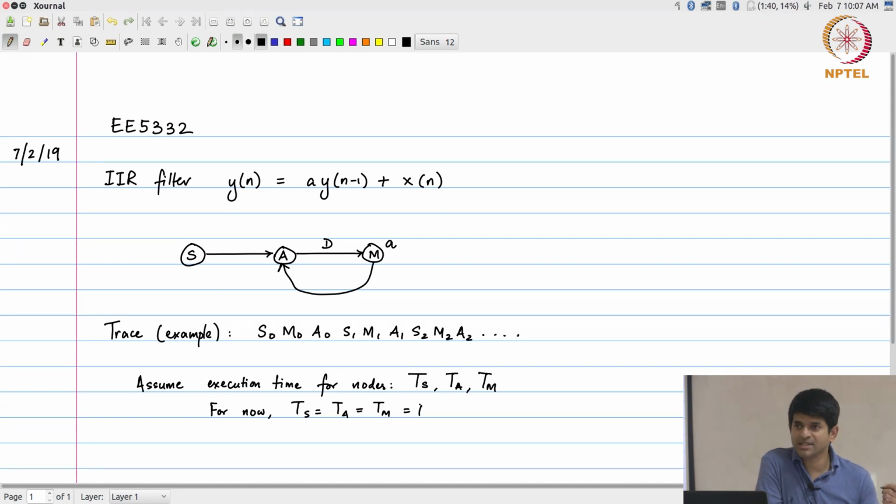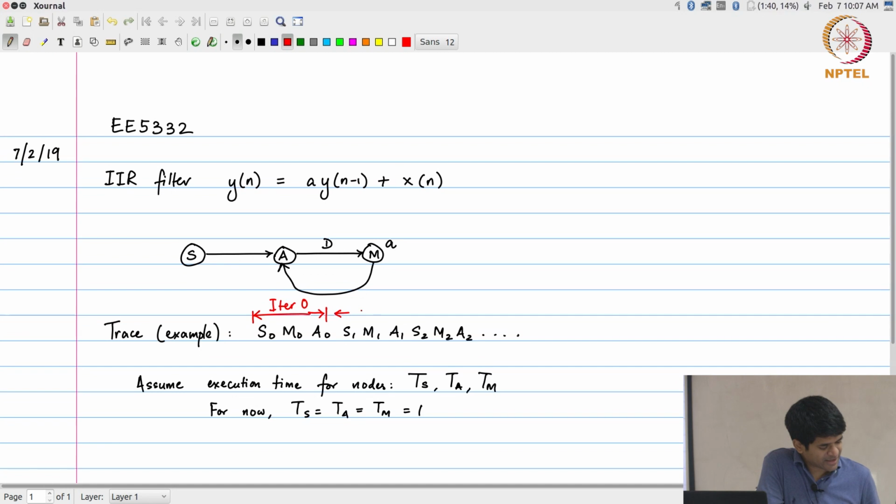So with the numbers that I have put down over here, what's the iteration period for this trace that I have written? 3, right? Why? Because essentially what I can look at is this is one iteration, right? S0, M0, A0. Once I have finished all 3 of them, essentially it means that all 3 actors in the graph have executed once. That is the completion of one iteration, okay? So this I will call as iteration 0, okay, because they correspond to S0, M0, A0.